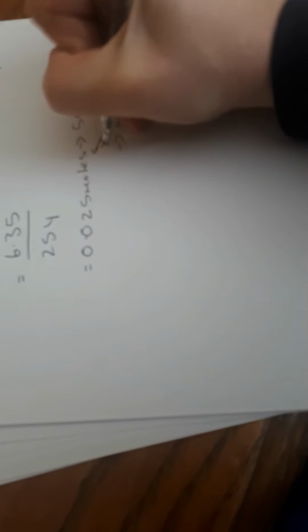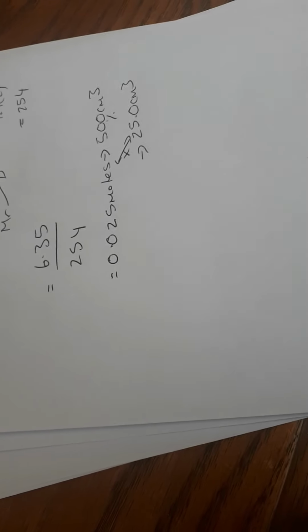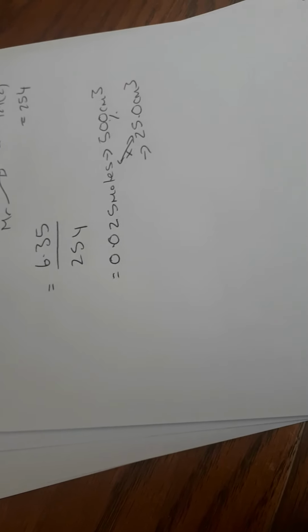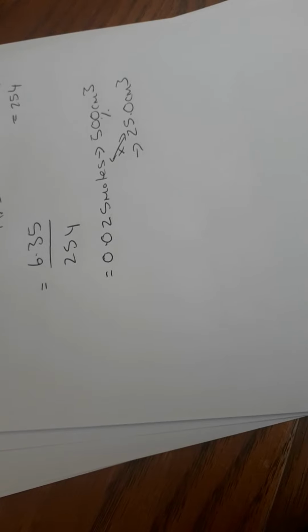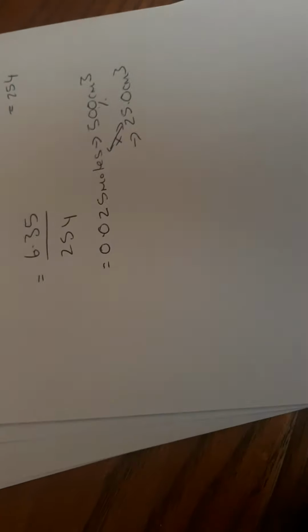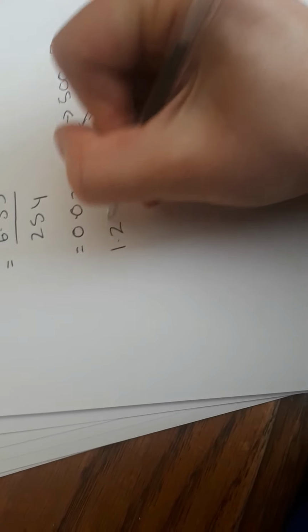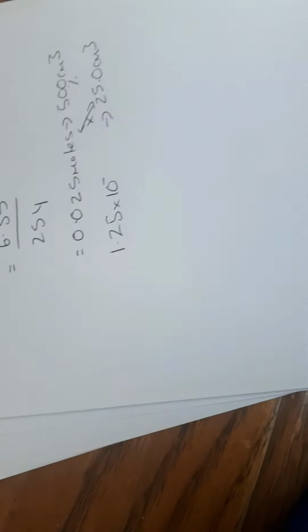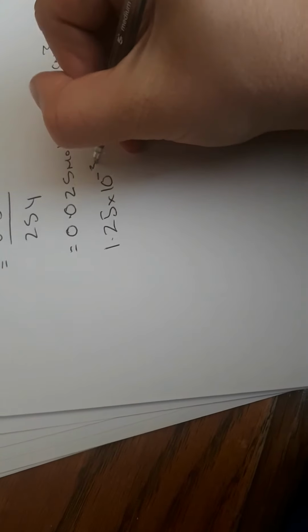And I'm asked the number of moles in each 25.0 cm³ portion. So I multiply by what I know, and I divide by the bit left over. So I have 0.025 multiplied by 25 and divided by 500 gives me 1.25 × 10^-3 moles. So that is my answer to part 1.